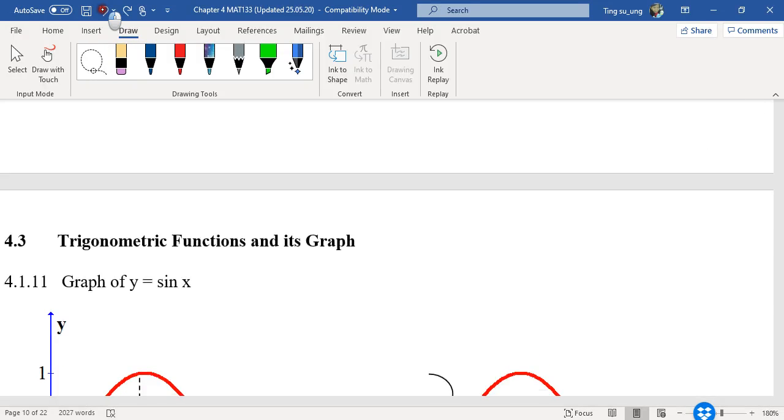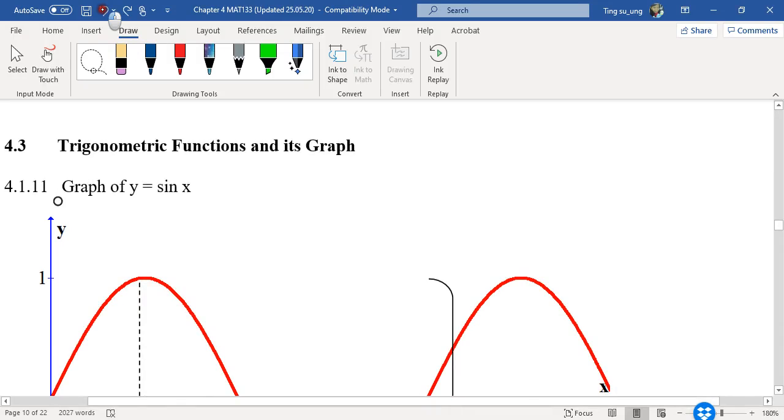Okay, so today let us go for trigonometry functions and their graphs. So obviously you may need to know what is sine x, and what the graphs of sine x, cos x, and tangent x look like. Okay, so furthermore, let us proceed.